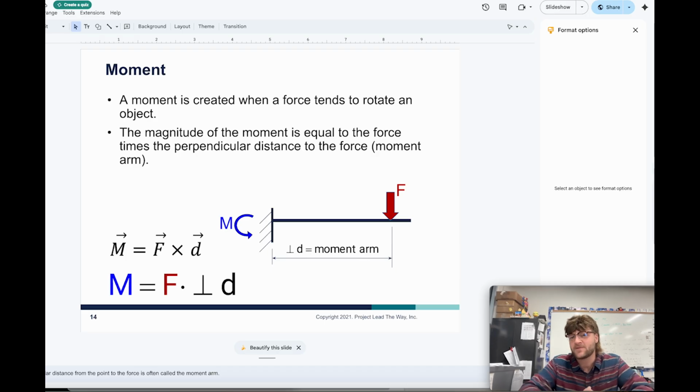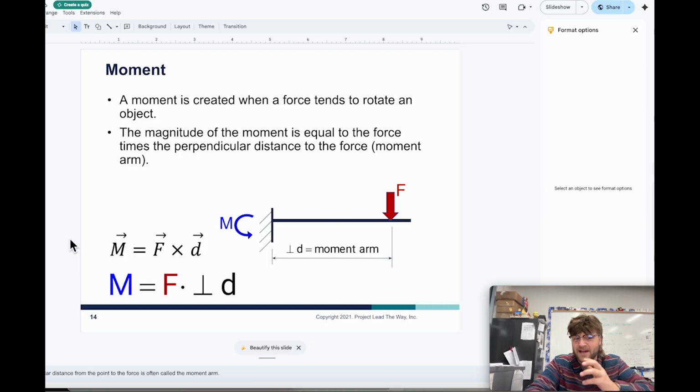So a moment is created when a force tends to rotate an object. The magnitude of the moment is equal to the force times the perpendicular distance to the force, so the moment arm. And so how we officially write out this equation is by using this vector notation here. And just as we were talking about, a vector is anything that has a magnitude as well as direction. And so we have these little arrows up on the top here.